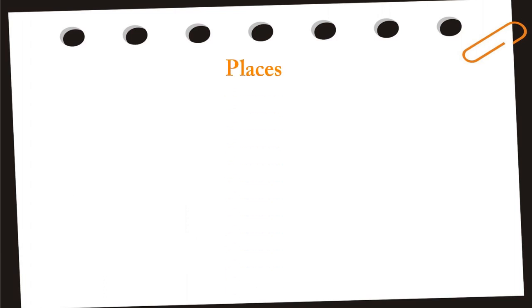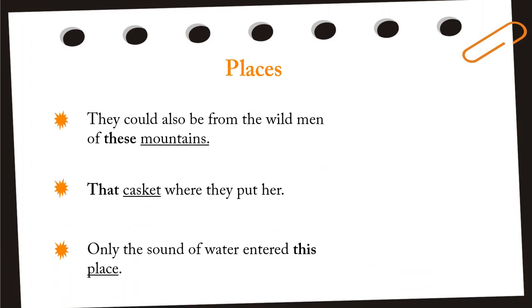Now let's see the sentences about places. They could also be from the wild men of these mountains. That casket where they put her, only the sound of water entered this place. Now if we look at the first sentence, we see in bold here the demonstrative determiner these, followed by the plural noun mountains, which is obviously a place. Now the whole phrase, these mountains, suggests that the place, the mountains, is close by to the speaker.